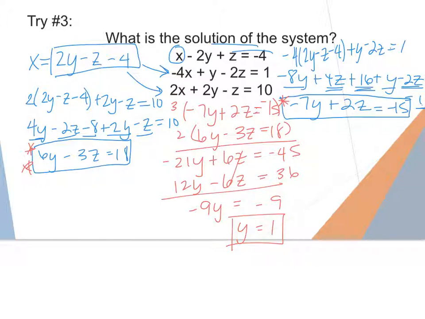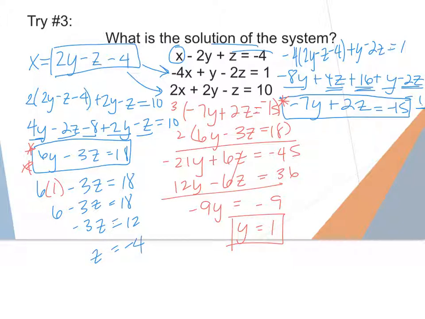So that will read 6 times 1 minus 3z is equal to 18. It says 6 minus 3z is equal to 18. If I subtract 6 over, I have -3z equal to 12. If I divide by -3, then z will equal -4.